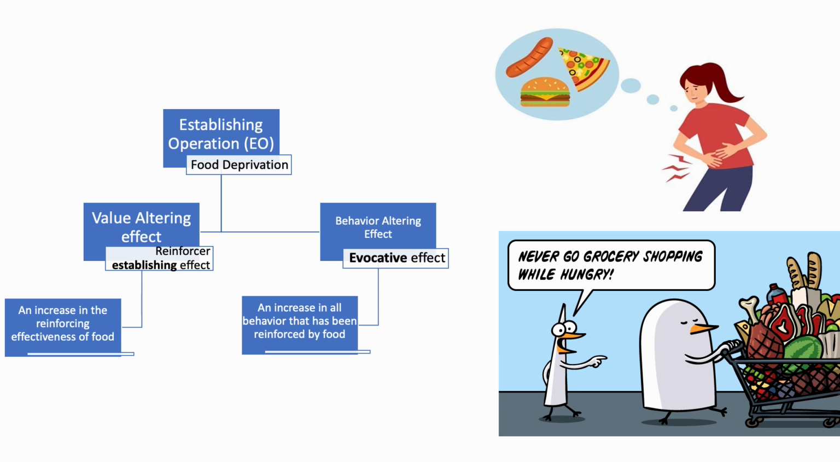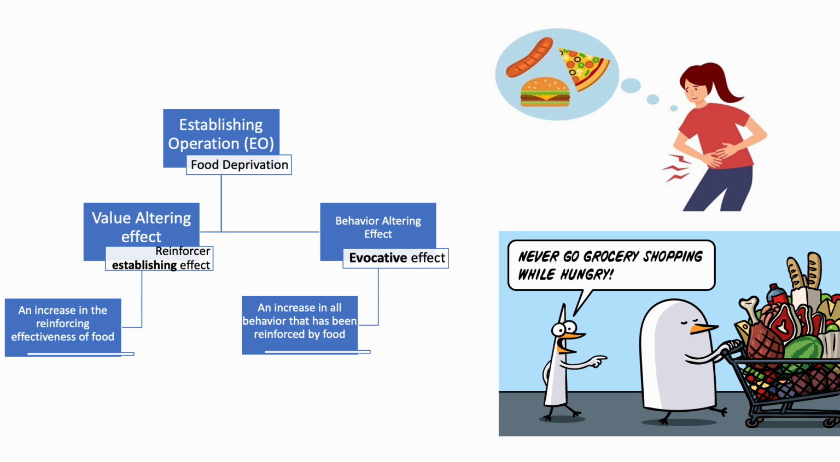So I'm going to break that down a little bit further now. I'm going to focus on the behavior altering effects and the value altering effects specific to establishing operations. Let's say that we have an establishing operation, which is you're deprived of food. So you haven't had food in a long time. What happens is that increases the value of getting food as a reinforcer. So it establishes the reinforcing effectiveness of food, meaning that there's a value altering effect, which is the reinforcer establishing effect, okay?